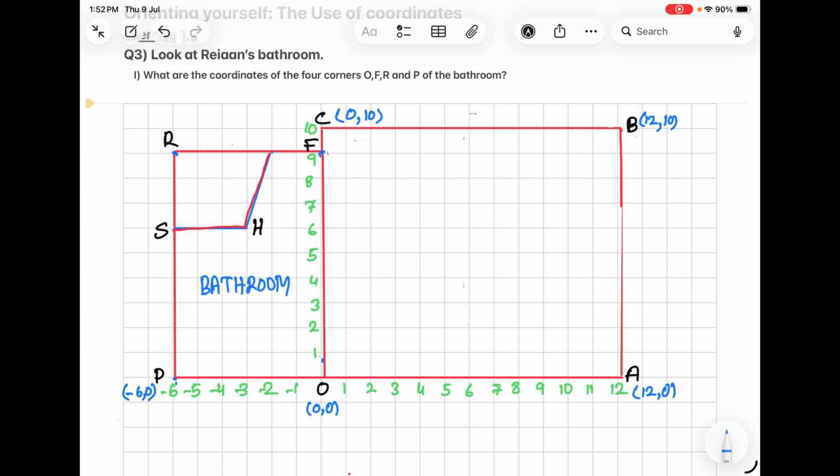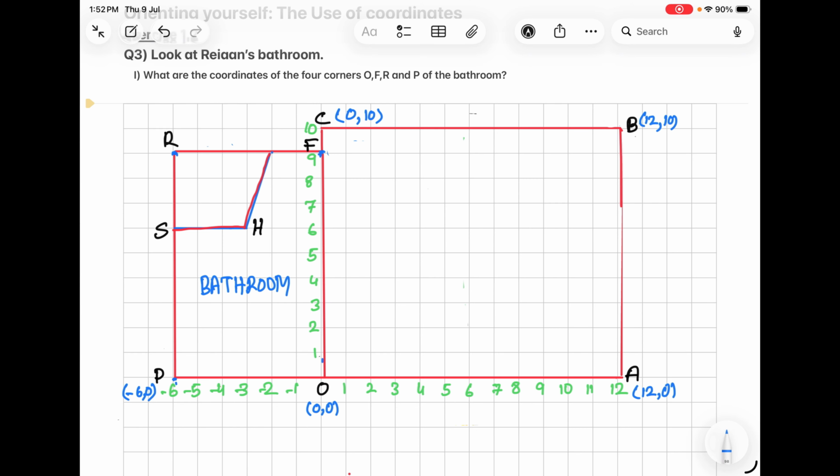What are the coordinates of O? This is the origin, that's why 0, 0. F we have to find out, R also we have to find out. P, this is the distance from origin -6, and it's lying on the x-axis, so its y coordinate is 0. So -6, 0.